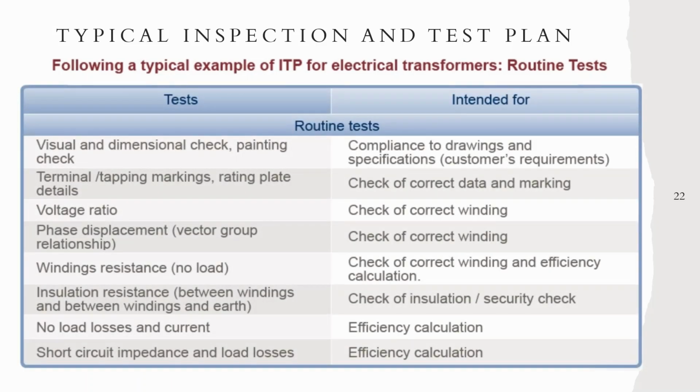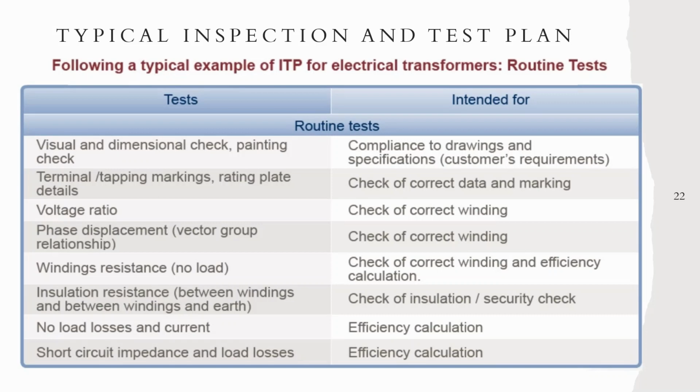In order to prepare this, you need to understand what your requirements are, what kind of testings, and what kind of routine tests we need to do. This is our routine test: visual and dimensional check, painting check, terminal tapping, markings, rating plate details, voltage ratio, phase displacement, that is the vector group relationship, winding resistance, insulation resistance, no load losses, short circuit impedance. You can also find this in the nameplate data of the transformer.